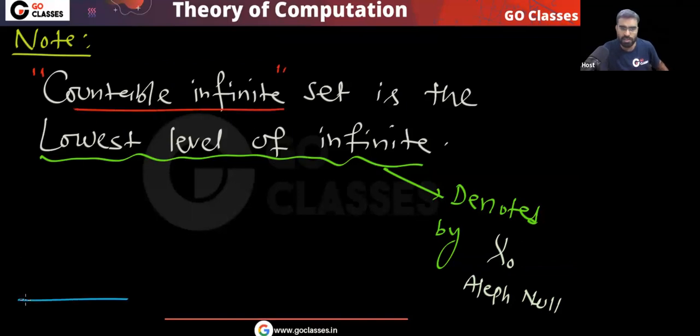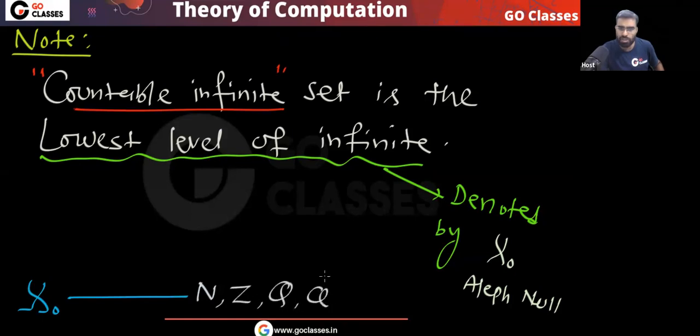So let's assume this level is your aleph null. Tell me, what do you have here? You have your natural numbers, integers, all the rational numbers, positive rational numbers, N cross N, and sigma star. Agree? All these we have seen, right? Are all of them countable or not? Tell me.